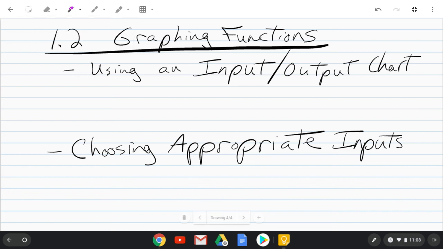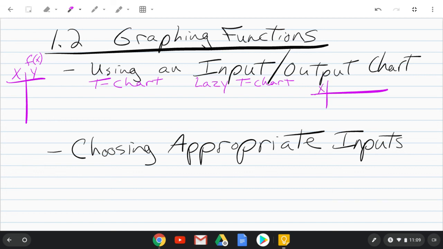An input-output chart is simply a T-chart. You're used to those. You've been using those for years. We got X and Y, or now that we use function notation, we got X and f of X. Sometimes there'll be what we call a lazy T-chart. Why is it lazy? Because it's laying down. So we got an X and a f of X. Remember, f of X and Y is the exact same thing. Now, the X is also known as the input. And then the f of X or the Y is known as the output.